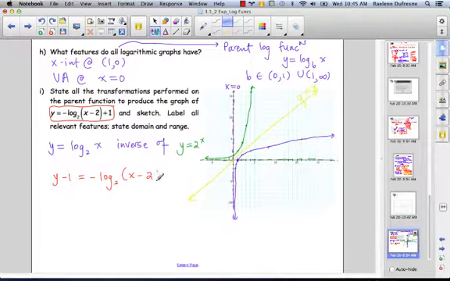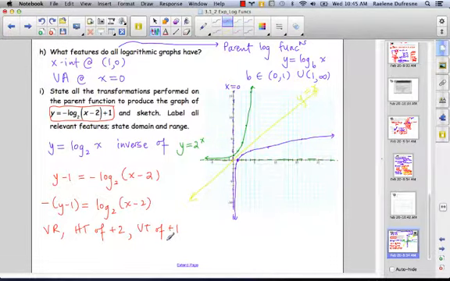So now putting this equation into transformational form, I get y minus 1 equals negative log base 2 of x minus 2, and anything that's being done after the logarithm is a y transformation. So this is negative times y minus 1 equals log base 2 of x minus 2. So I have a vertical reflection, a horizontal translation of positive 2, which means 2 to the right, and a vertical translation of positive 1, which means up 1.